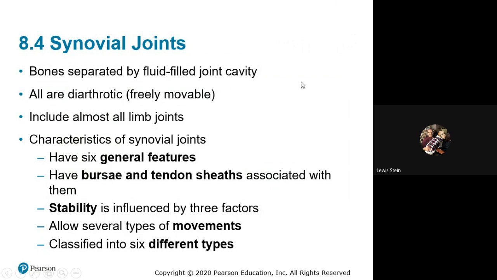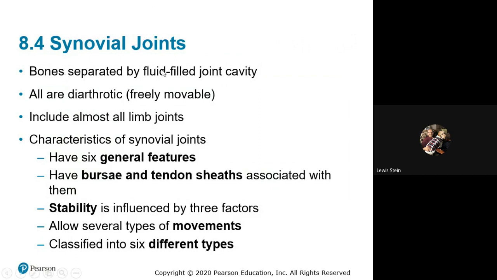Okay, by definition, freely movable. Almost all the limb joints, I'll buy that. And I take some issue with this. Now understand, anatomists write these textbooks. Most of them don't have a lot of experience evaluating people for sport-related injuries or other types of ambulatory injuries, etc., which is what I do, or did.